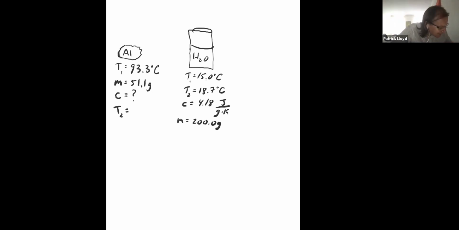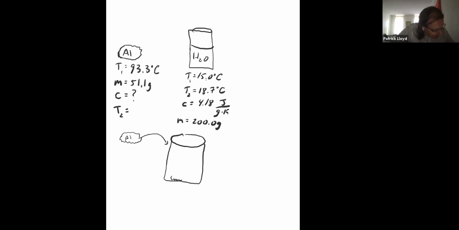So here's what's happening. You're taking the piece of aluminum, which is at a very high temperature, 93.3 degrees Celsius. You're dunking it into the water. You're putting it into this water bath. And so now it's over here. And then this is water. Now, initially the water is at 15 degrees C. So initially the temperature is 15 degrees C. Initially the aluminum is at 93.3 degrees C.